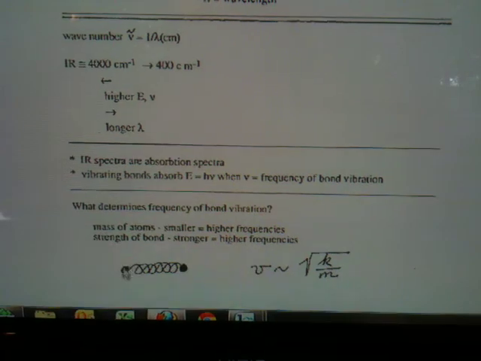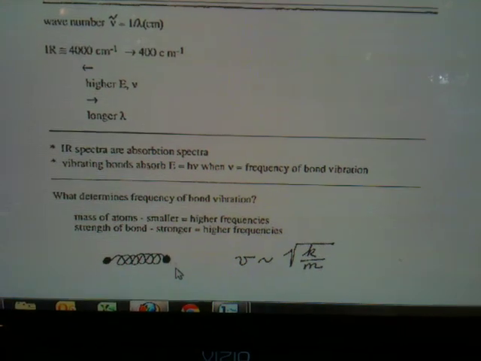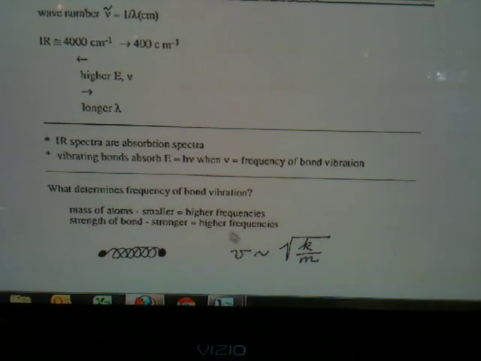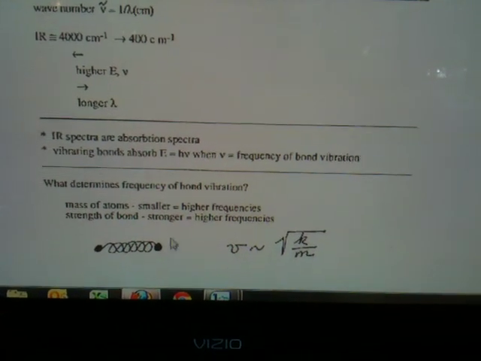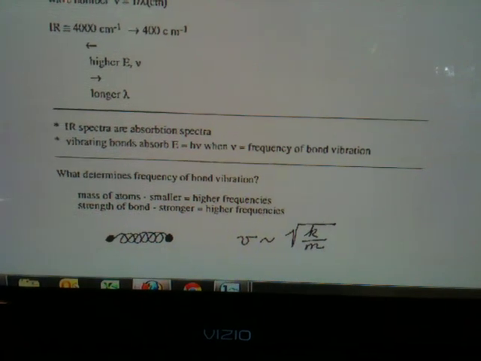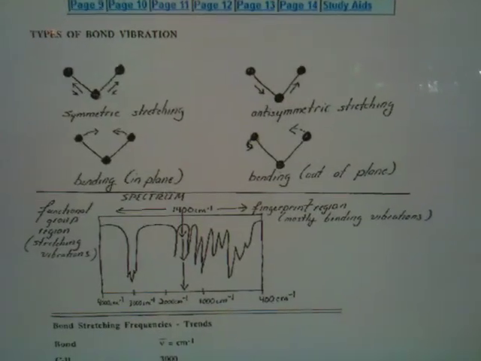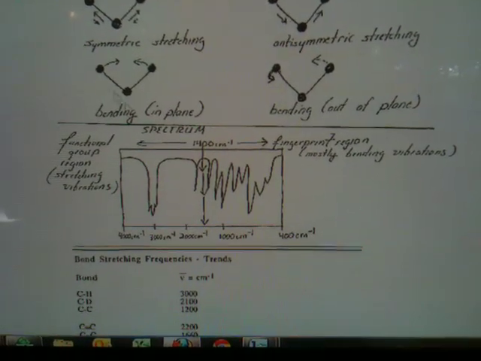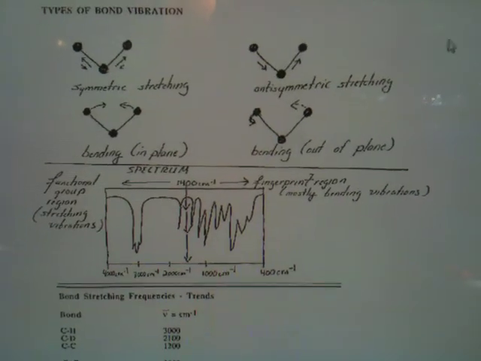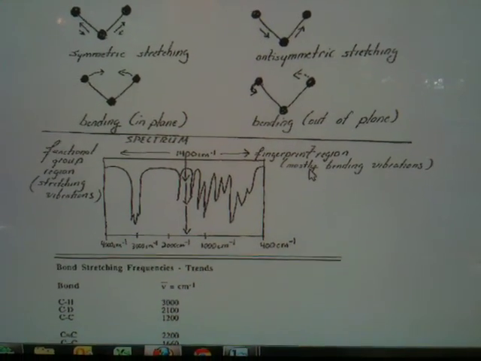Now, that's lower than a CH single bond, but realize the triple bonds have bigger atoms in them. So one of the things we can use to roughly predict the energy that's going to be absorbed is thinking about the masses involved and the strength of the bond. This is useful because it shows different types of bond vibration. I'm going to go back to this to go over what a spectrum looks like and look at some data before we leave this slide.